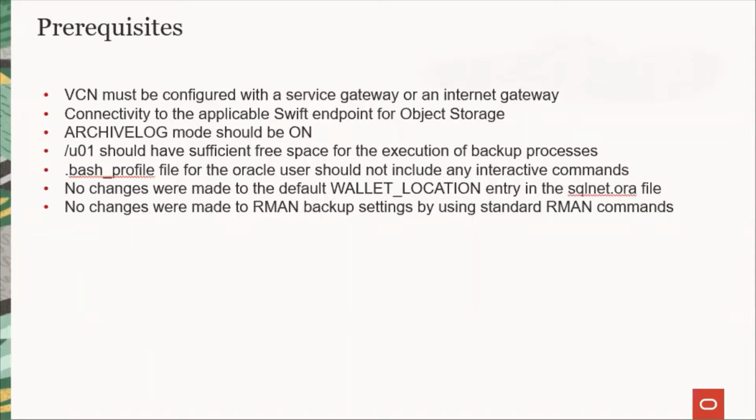.bash_profile for the Oracle user should not include any interactive commands. There should be no changes made to the default wallet location entry in the sqlnet.ora file. This also includes that the wallet files in your wallet location should not be tampered with. No changes should be made to any of the RMAN backup settings by using any standard RMAN commands.